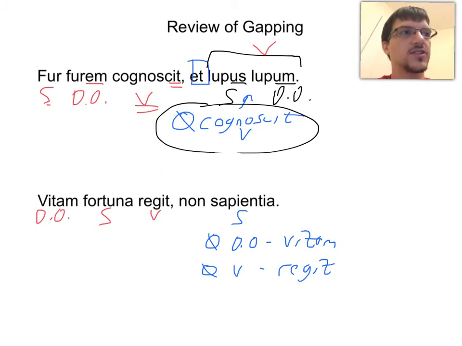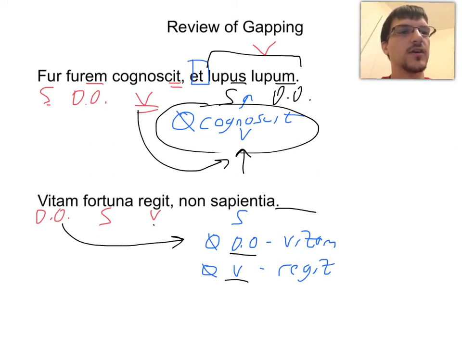All right, so just keep in mind, final thoughts on gapping. It's just a giant use of expectations. If you expect something else and it's in another clause, bring it in. Just like we did up here with cognoscit, where you're expecting a verb up here, we brought in the one from the other side. Over here, we expected a direct object and a verb. We don't have them over here, so we bring them over.